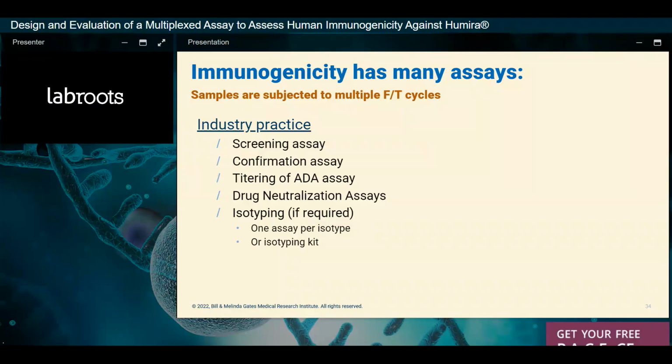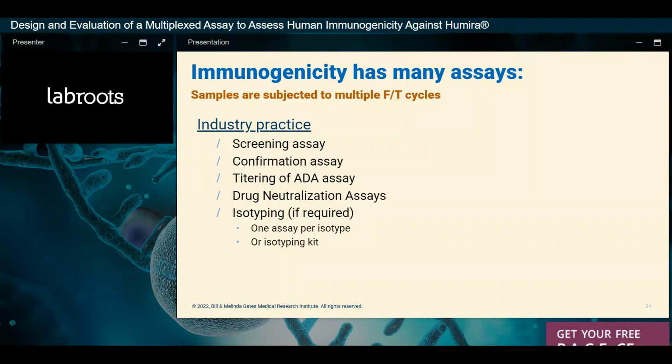And if they're scored positive, they have to go back to that sample, thaw it out, and run it again in the confirmation assay. If it's positive with that, they got to go back to the sample, thaw it out, put it in their titering assay. If they have to put it in a neutralizing assay, they got to go back to the sample, thaw it again, and put it in the drug neutralization assay. If they're required to do an isotyping, then they have to go back again to that same sample, thaw it out again, and put it in the different isotyping assays. If there's more than one assay, if you're looking at one specific type, or you're using an isotyping kit.